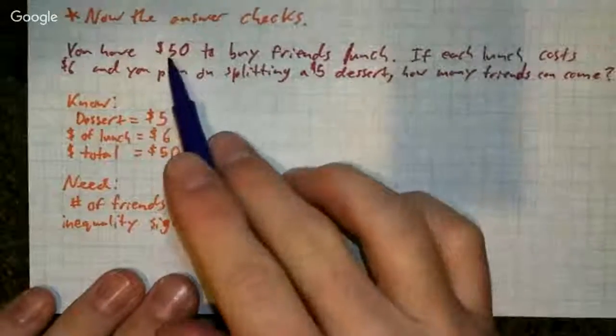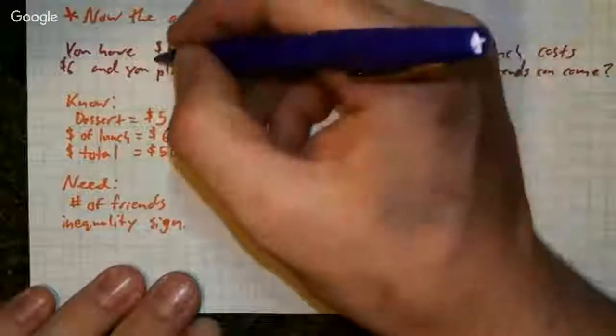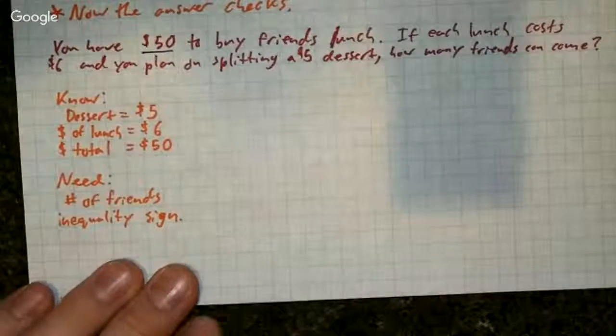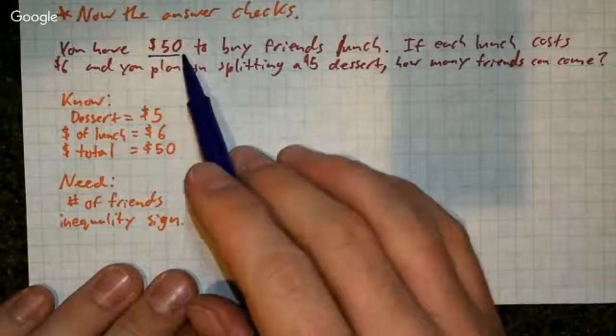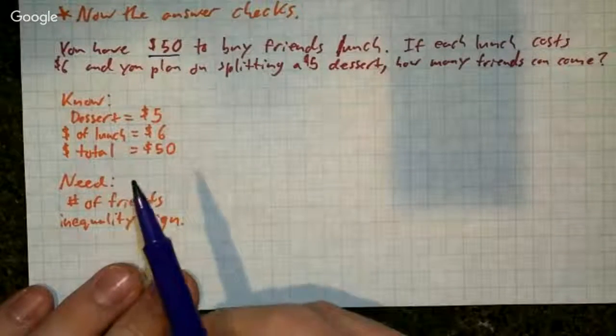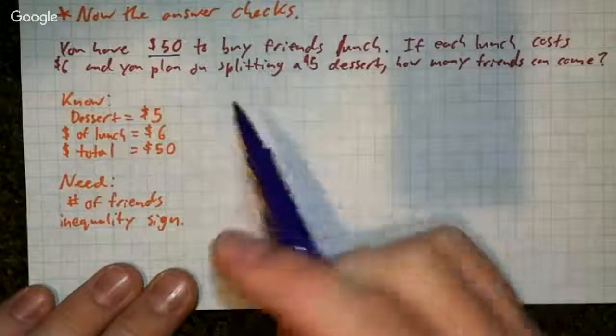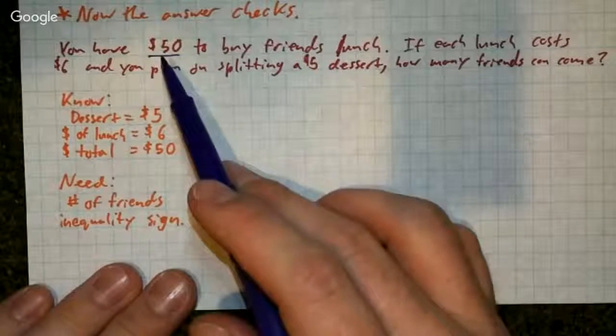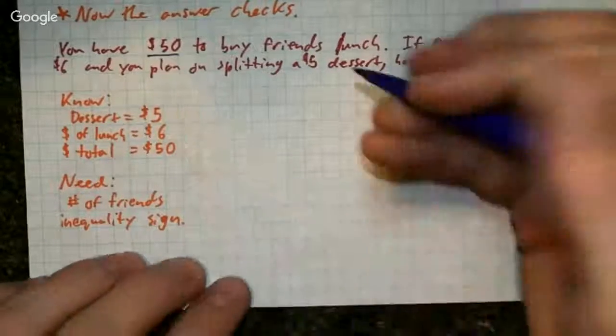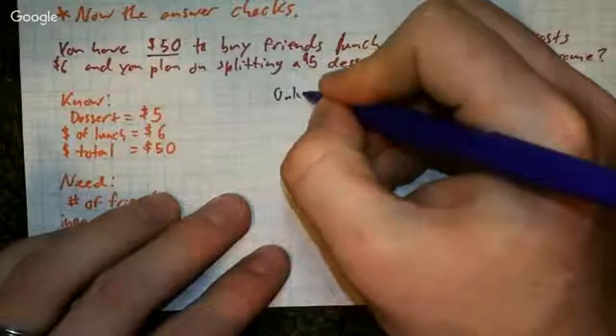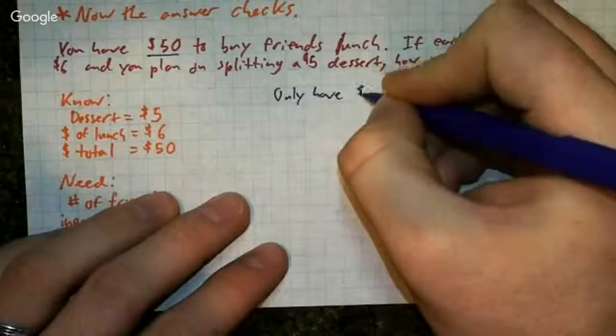Can we spend the $50? Can we spend this amount of money? Yes, we can. Can we spend $50.01? No, we don't have that money. Can we spend $49.99? Yes. And we can also spend $50. So we only have $50.